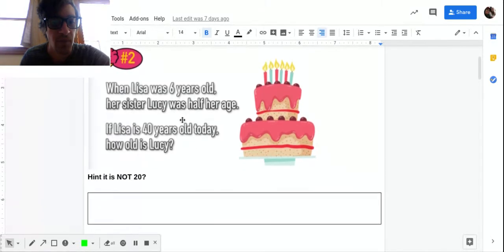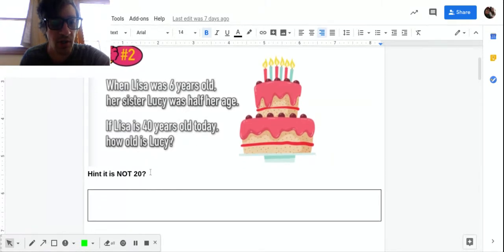Problem solving. So notice down here, I say as a hint that this is not 20. My suggestion is to start at the top with your first clue. When Lisa is 6 years old, her sister Lucy was half her age. So when she's 6, Lucy is half her age. Not when she's 40. It does not say when Lisa is 40 that Lucy was half her age. So, how old is Lucy?